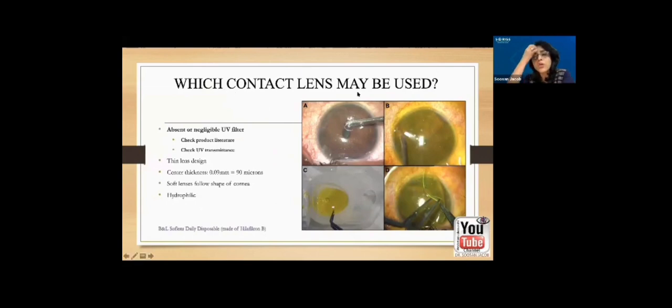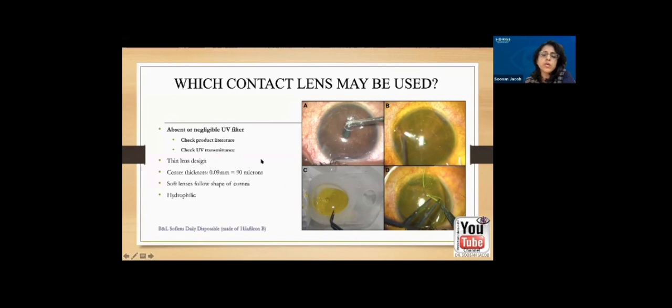You cannot use any contact lens that comes off the shelf. It's crucial, and important for the success of your procedure, that it should not have an inbuilt UV filter, because many of the contact lenses available commercially have inbuilt UV filters, and if you use any of those, obviously you would not have done any cross-linking for the patient at all. So make sure there's no filter. Check the product literature for that.